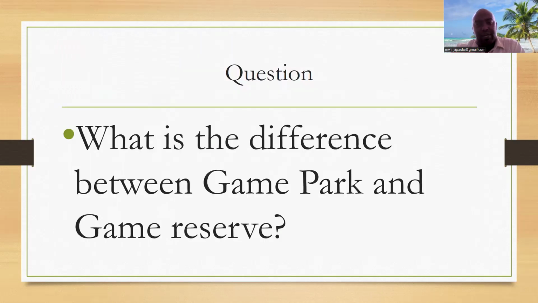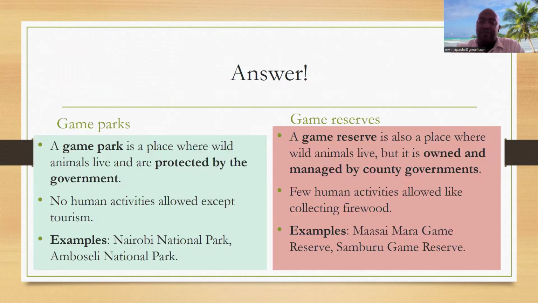I pose a question. What is the difference between game park and game reserve? I'm a very good teacher. I've given you the answer. A game park is a place where wild animals live and they are protected by the national government. Protected by the national government. And in game parks, apart from tourism, no other human activity is allowed. So in a game park, no collection of firewood, no collection of honey, no hunting, no grazing, with examples of Nairobi National Park, Amboseli National Park, and other national parks as well.